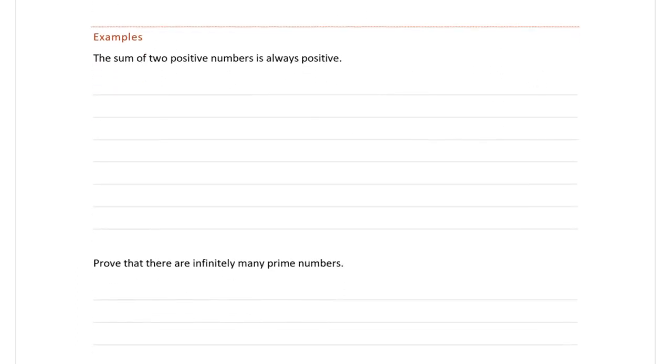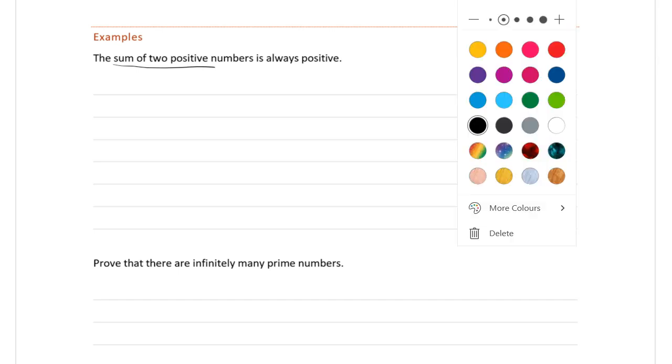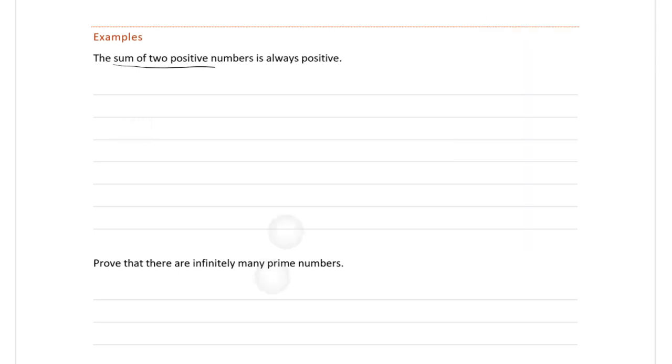So, here's the first proof by contradiction that we're going to do. We're going to show that the sum of two positive numbers is always positive. So, the opposite of this would be the sum of two positive numbers being negative. So that's what we're going to work on. Let's get our proof going. We need to have two positive numbers. So A is going to be a positive number, and so is B. And we could write them as an element of the positive real numbers.